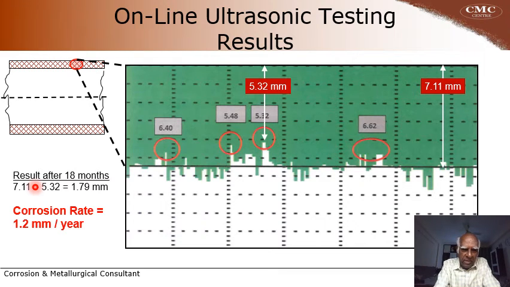This loss is given here. 7.11 minus 5.32 is about 1.8 mm, and this comes out to be a corrosion rate of 1.2 mm per year. If you recall the previous slide, this is not acceptable. So this is the most important benefit of using ultrasonic testing.